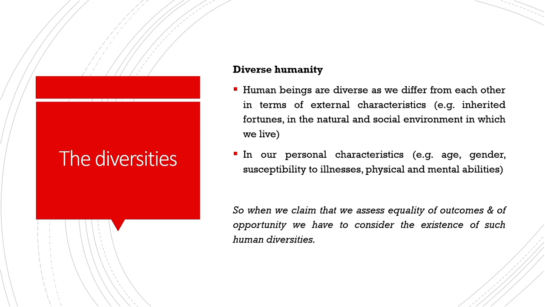So, he talks about diverse humanity. He says that human beings are diverse as we differ from each other in terms of external characteristics, for example, inherited wealth, the natural and social environment in which we live. Also, we are different in terms of our personal characteristics, for example, our age, our gender, our physical health condition, our susceptibility to illnesses, physical and mental abilities. In the context of human capital theory, we have taken the example of unobserved abilities or unobserved variables in the context of human beings, and this is something that we will also discuss today.